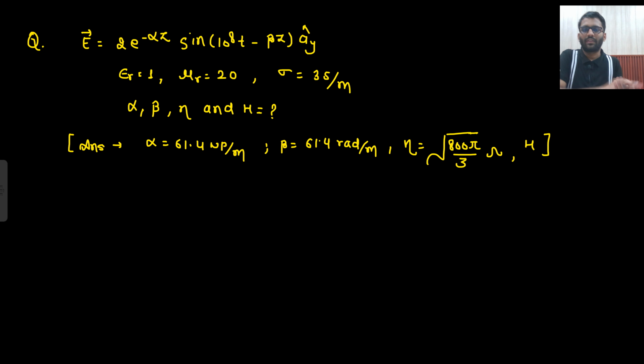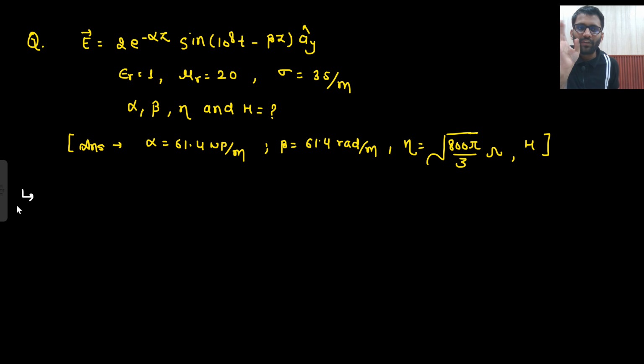Let's move to the next one. So alpha, beta, eta, and H values, all these values we need to find. E expression is given. So here I have the value of omega, I have the value of sigma as well. So first thing that is for sure is that it is not lossless or free space, right? Because loss is present. So if loss is present, then there are only two options: lossy dielectric or conducting.